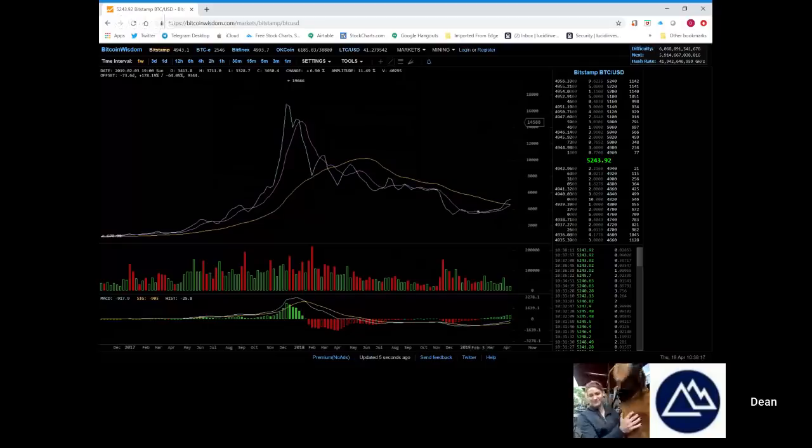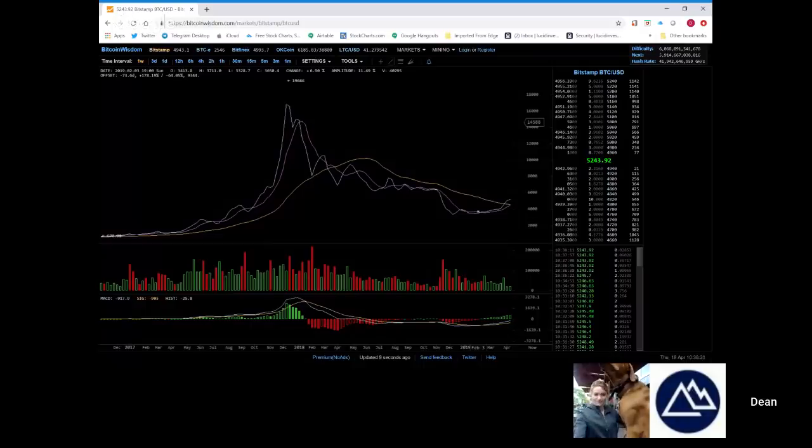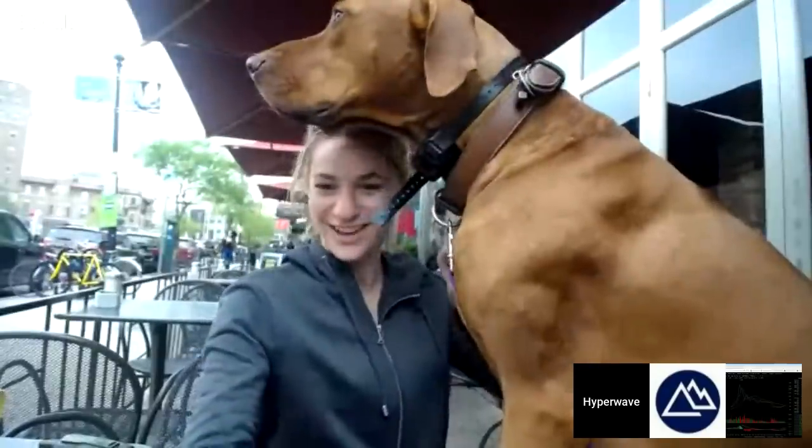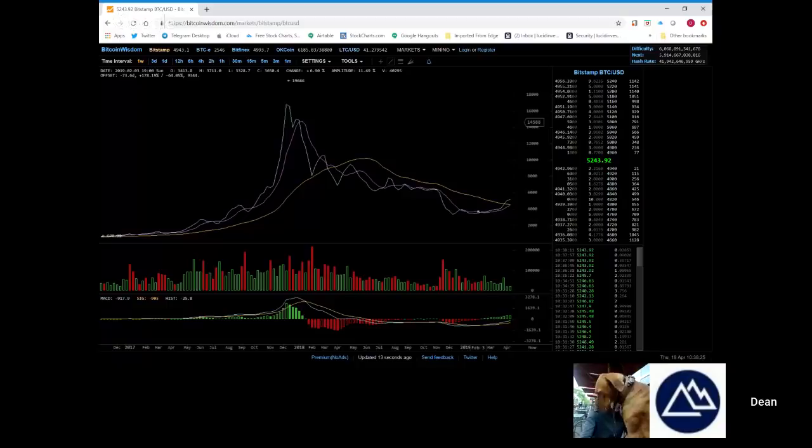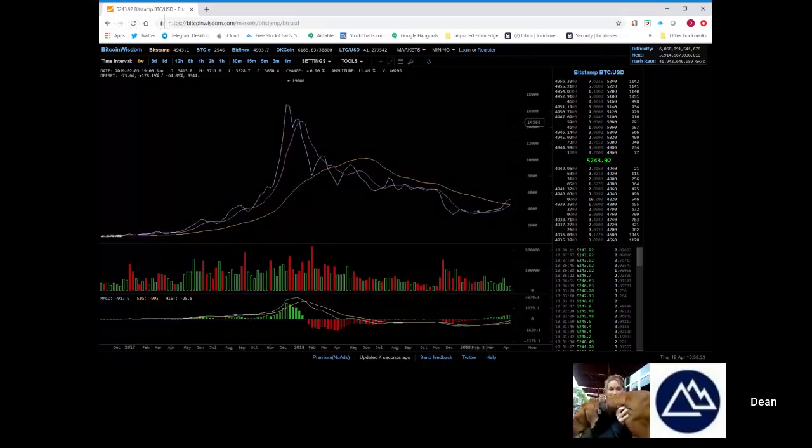From a Hyperwave perspective, it is probable for price to go to 1K based on the historical success rate of, I believe, prior hyperwaves that completed back to the bottom of the seventh wave, which reached towards the wave one, or phase one.